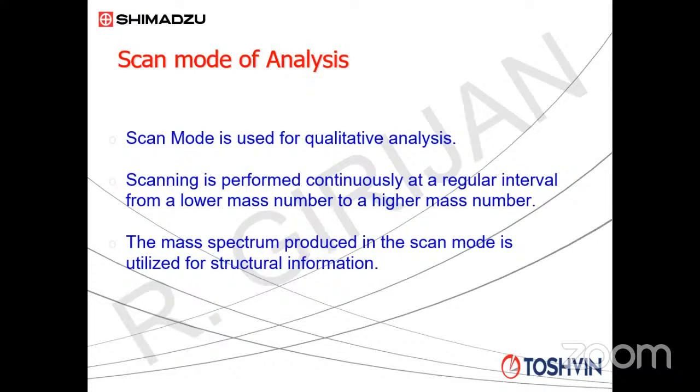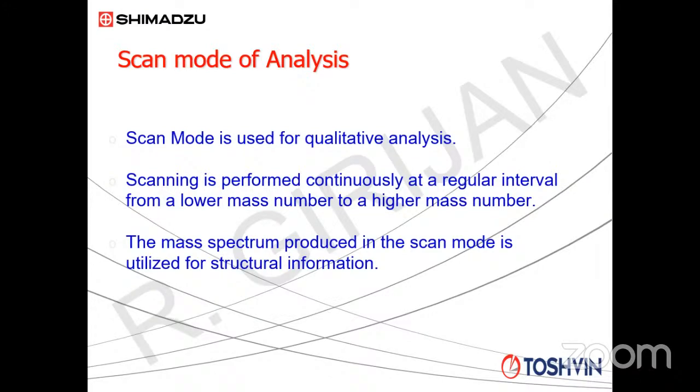Similarly, suppose tomorrow you are going to record the IR spectrum of a compound in FTIR, then also you have to set a scan range. Normally we use 4000 inverse centimeter to 400 inverse centimeter for recording the spectrum in an FTIR. 4000 to 400, that's the normal scan range we use in FTIR. So similarly, in the case of GCMS also, you have to have a scan range. Normally we use 40 on the lower side, 400 or 500 on the upper side.